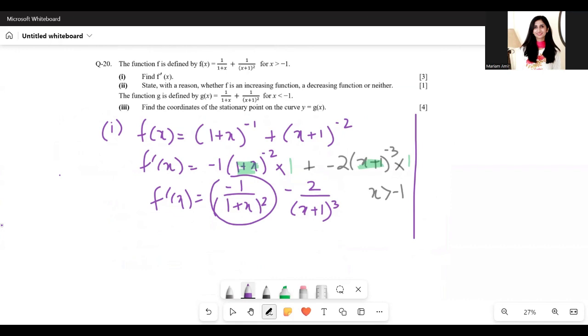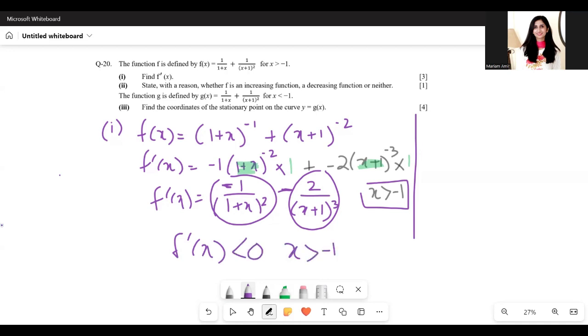And for this one, this fraction will also stay positive because let's say x is 5, then 2 upon 6 cubed is going to be a positive value, and there's already a negative sign here, a negative sign here. So negative and negative will stay negative. So f'(x) will always be negative for x greater than -1.